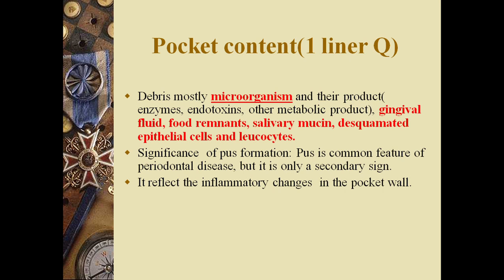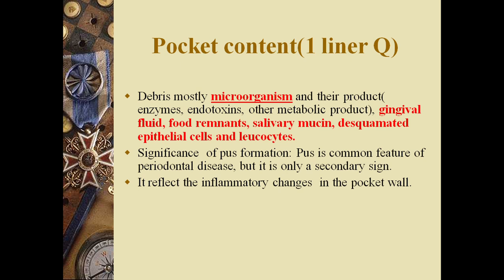Pocket content: debris, mostly microorganisms and their products. So what will be there in the pocket? This is an important question. Mostly microorganisms and leukocytes, because it's a kind of war, as I already told you, going on between the bacteria and the leukocytes. So the most important component will be bacteria, microorganisms and their products, and then leukocytes. Apart from that, gingival fluid, salivary mucins, food remnants and desquamated epithelial cells.